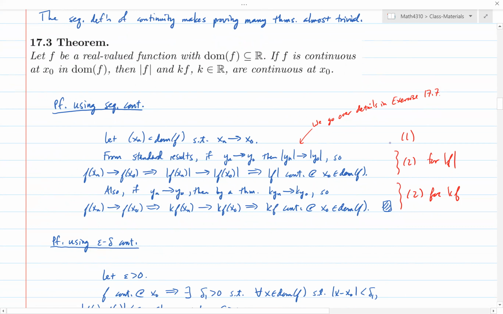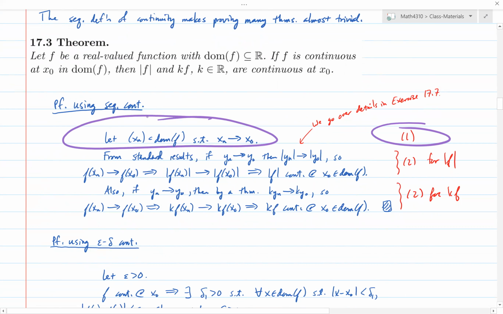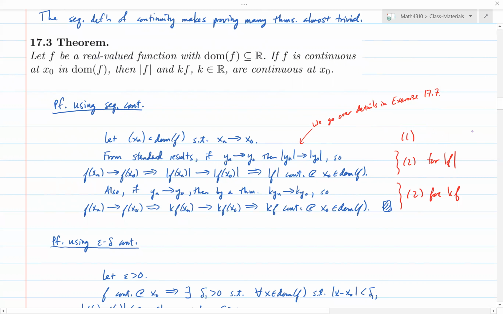Here's step one: you let xn be a sequence in the domain of f such that x sub n converges to x naught. That's what you always write. Then you go on to step two, and this is step two for the absolute value function. By standard results, if y sub n converges to y naught, then the absolute value of yn converges to the absolute value of y naught. These were details I went over in exercise 17.7 in class, so I won't go over them again here, but that's a sequential result that we prove.